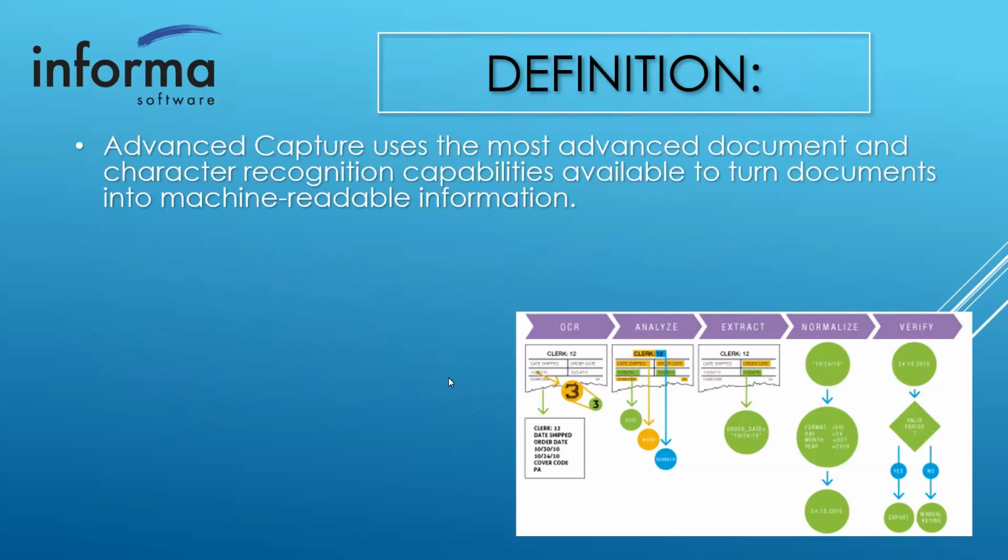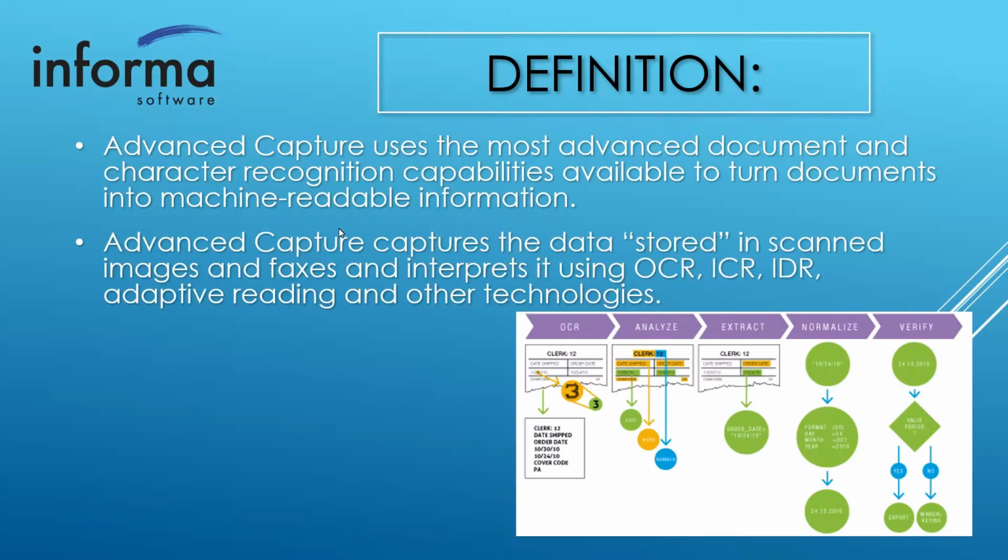When we look at the definition, advanced capture uses the most advanced document and character recognition capabilities available to turn documents into machine-readable information. Basically, it may be a piece of paper that comes into your office that you need to scan into digital form. It could be an email that someone sends in with a PDF or a TIFF image of an invoice. It could be a document that someone uploads to a portal. Any of those ways could be how it arrives, but it's bringing this in and making it machine readable.